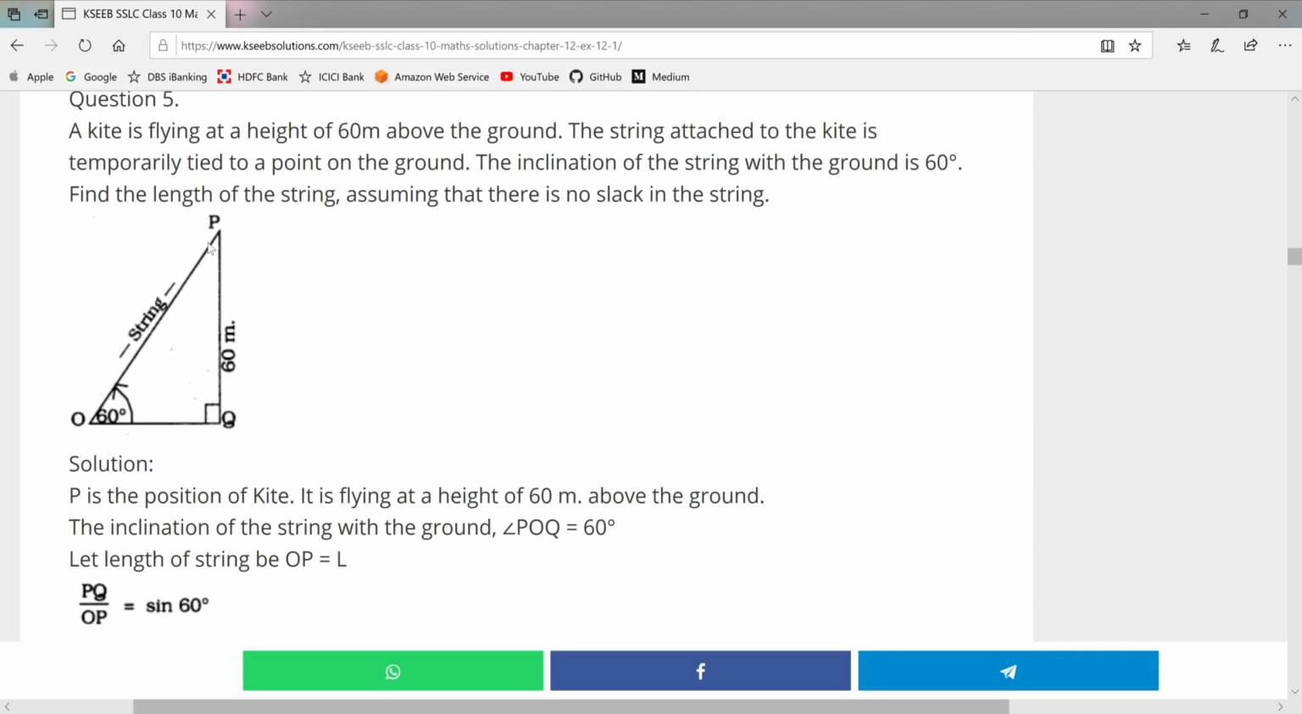Assuming that the kite is flying at the point P and we have attached the string to this kite. We have tied that string on the ground level at the point O, temporarily, with no slack in the string. The kite is flying at the point P and the height from the ground to the kite is 60 meters.